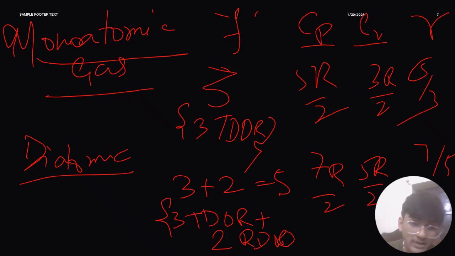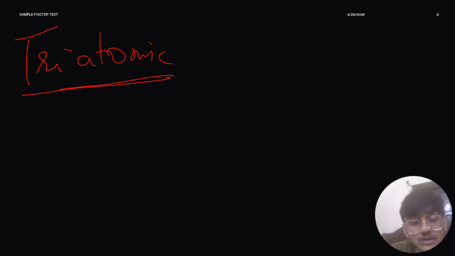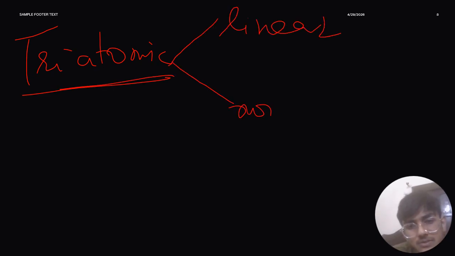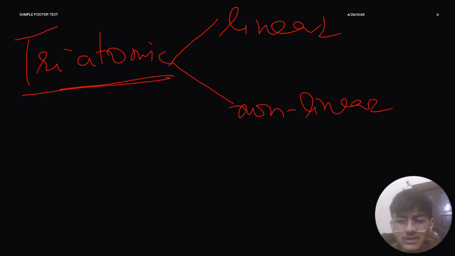Now talking about triatomic gas. In case of triatomic, we have 2 cases. First is linear molecule, and second one is non-linear molecule. Now it's your duty to write Cp, Cv, and gamma. I'll just tell you the degree of freedom. For linear molecules like CO2, the degree of freedom will be 5. That will be same as the diatomic gas.